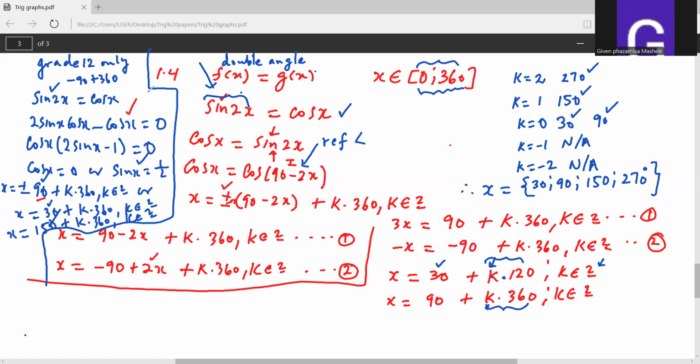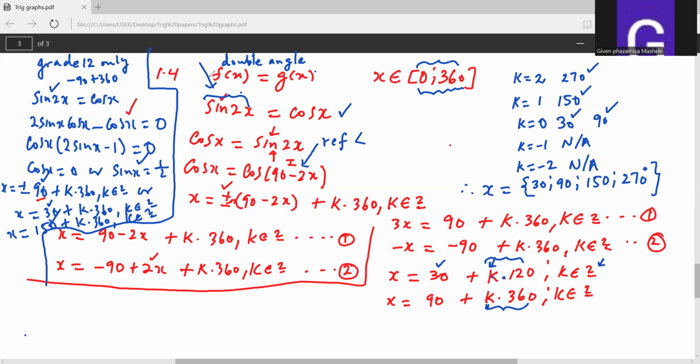Remember, there are many ways to skin a cat. Remember, practice makes perfect. So it means when you sketch the graph of f and g, we will see that they intersect at 30, at 90, at 150, and also at 270 degrees. It is very, very important.